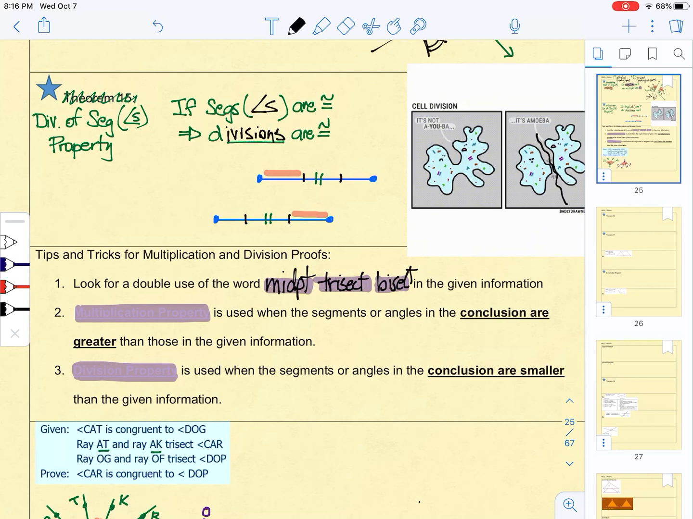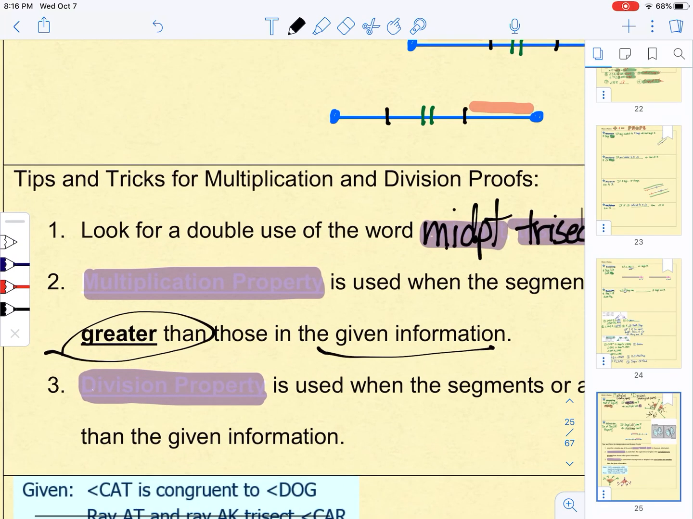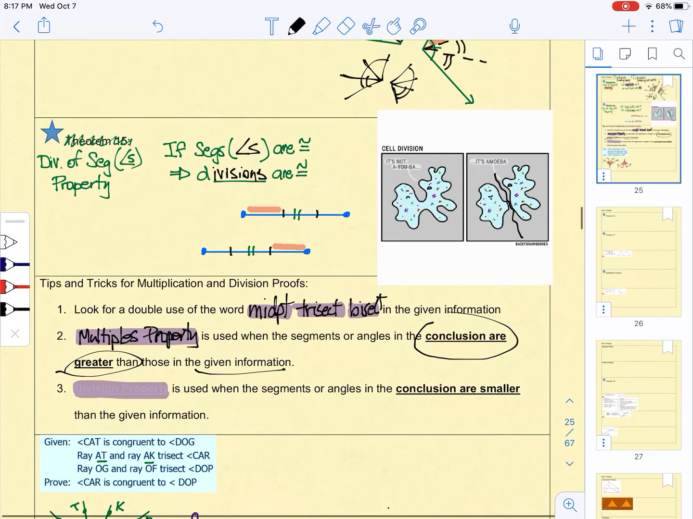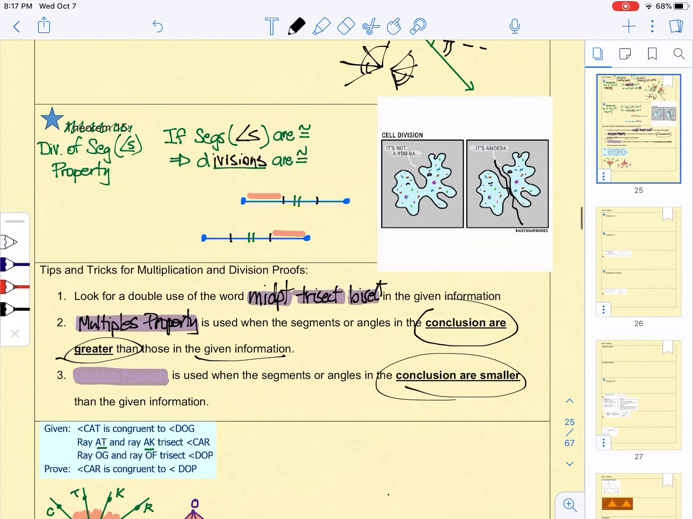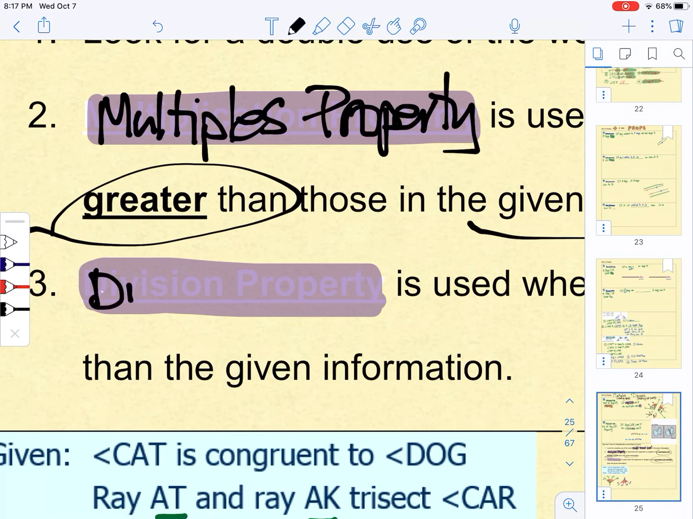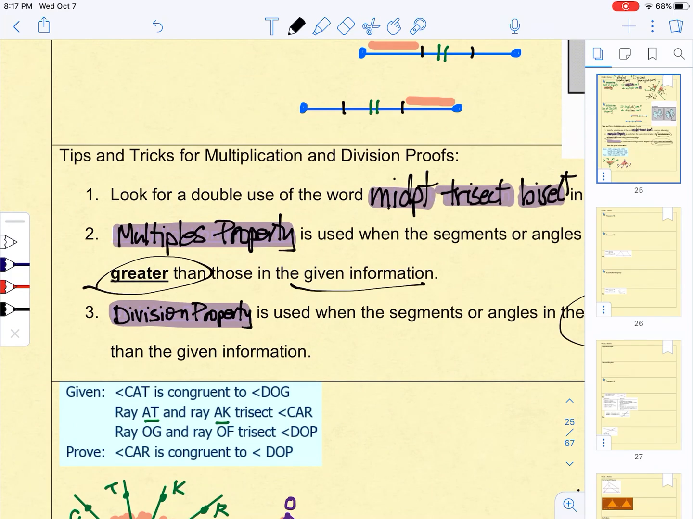Now, how do I know when to use the division or when to use the multiplication? Again, as I explained at the beginning, when your conclusion is greater than the given information, then you are going to use the multiples property. And if the conclusion is smaller, then you're going to use the division. So that should be pretty straightforward. So let's look at an example here of when to use which.